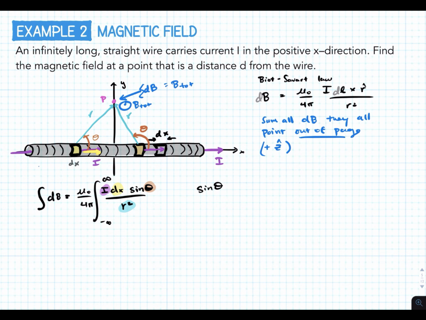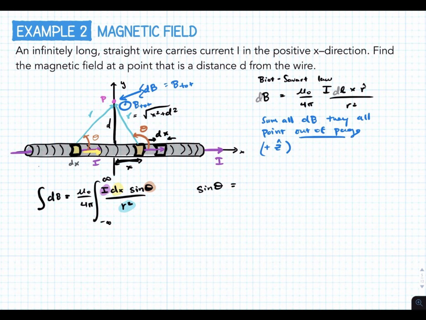Now sine of theta, remember this length is d, so the sine of theta should be d over r, and we know r is going to be equal to the square root of x squared plus d squared, because this distance is x, right? It's also this distance. It varies. That's why we use a variable to describe it. So we get d.